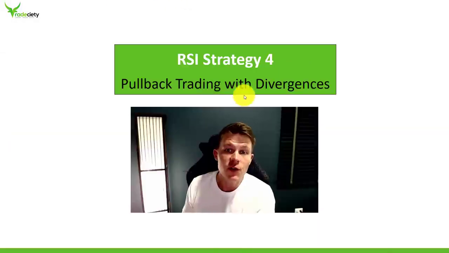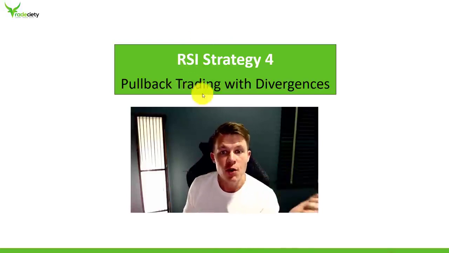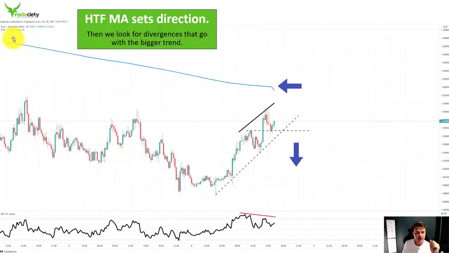The fourth RSI strategy is a pullback trading and divergence approach. So this is going to be really interesting. For that, we are going to add another moving average to the chart. So we're using a higher time frame moving average. The price action comes from the 15-minute price chart, and the moving average comes from the 4-hour. It's a 50-period EMA, as you can see here in the top left.